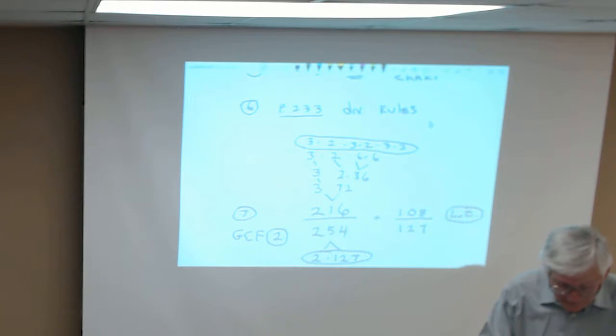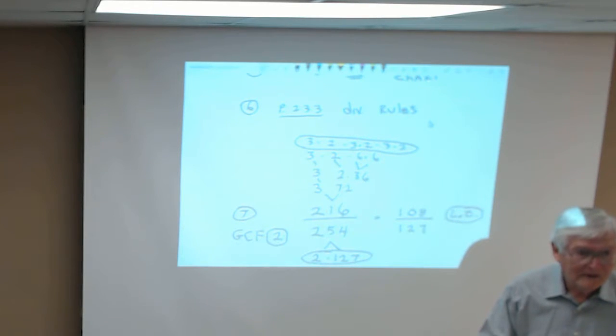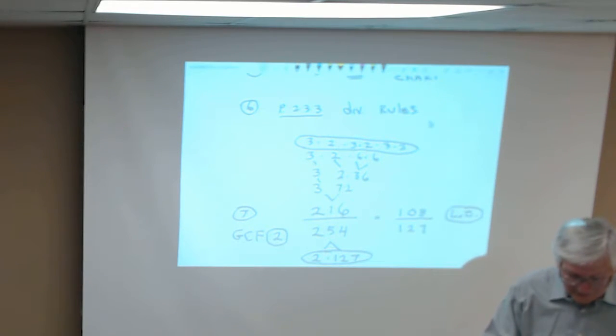So does 2,345 end in an even number? No. Does 436? Yes. So it's divisible by 2. Does 387? No. So it's not divisible by 2. Does 1,530? Is 0 an even number? Yes. So those are divisible by 2.